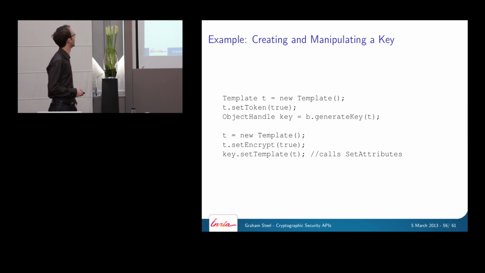So let's actually do something with a key. Here I'm going to try and generate a key. I've made myself a new template here, and now I've got a bunch of methods to set the attributes in this template. Here I'm just setting the token attribute.